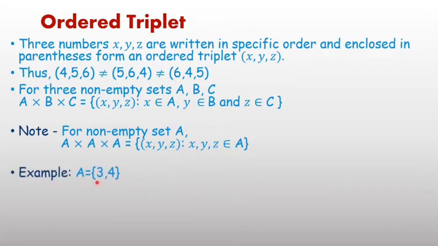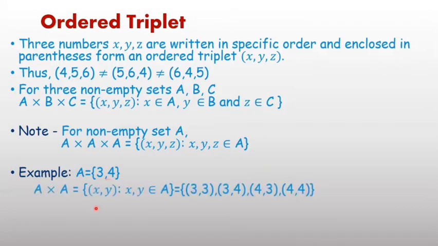For example, A equal to {3, 4}. There are 2 elements in set A. Then A cross A, the Cartesian product of 2 sets, you can easily write as all ordered pairs (x, y) such that x and y both belong to set A, meaning (3, 3), (3, 4), (4, 3) and (4, 4).